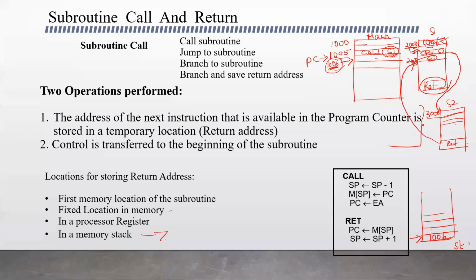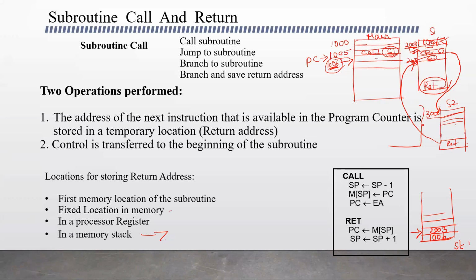So here the push operation is done, right? Push is to insert any data into the stack. So to insert this address, the return address to subroutine S1, it is pushed into the stack. And the pointer SP, the stack pointer, will be pointing to the top address now. So now the control moves to 3000 after saving the return address in the stack.